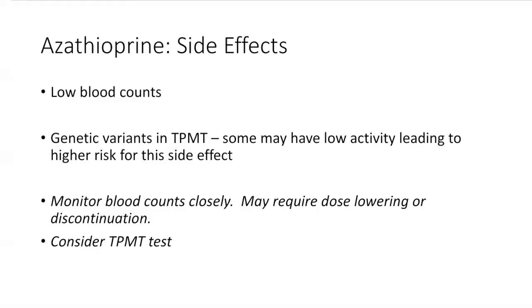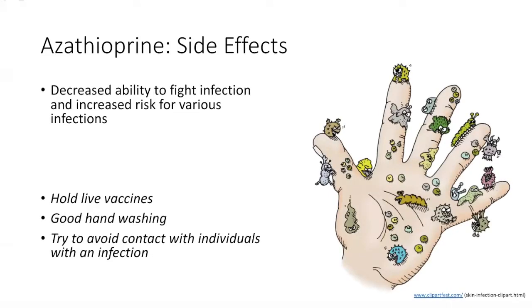There's some variation between practices, but just something to be aware of, that in addition to just checking the counts, sometimes having this particular genetic variant can contribute to having more of this side effect. And if someone had that side effect and they were having a lot of the white blood cell side of low counts, then likely an alternative medication would be chosen. Azathioprine is also in the category immunosuppressive, so that it results in the immune system overall being less active and less able to fight infections. So this has the same precautions as before: holding live vaccines, good hand washing, and trying to avoid direct contact with individuals with an infection.